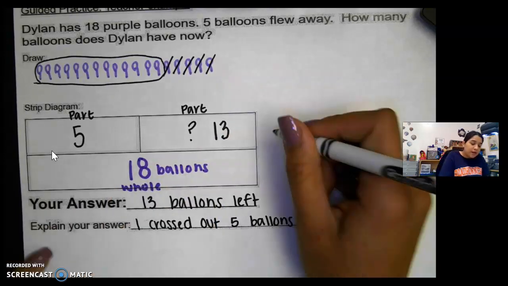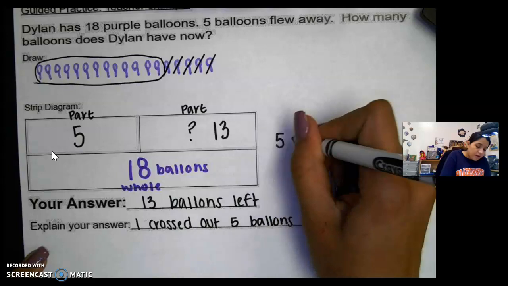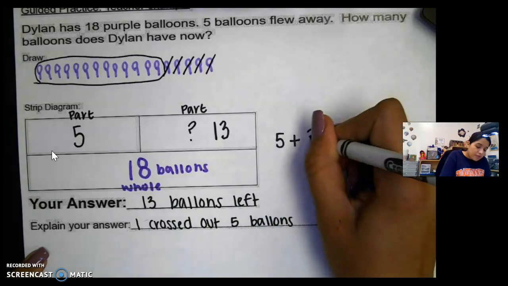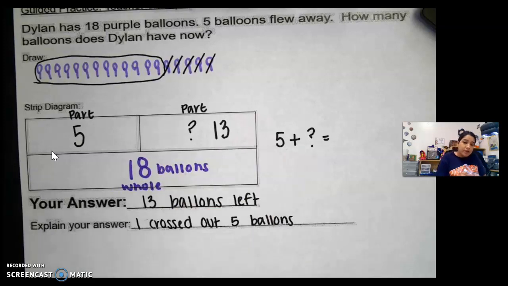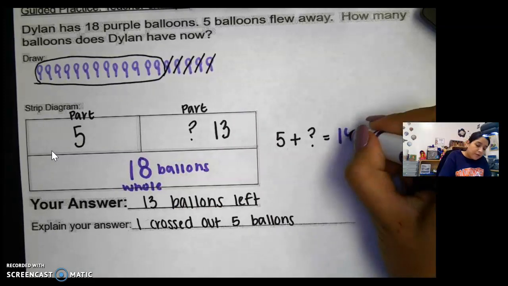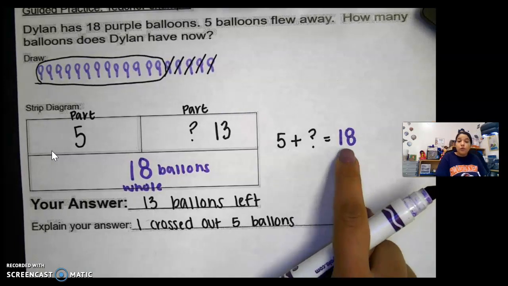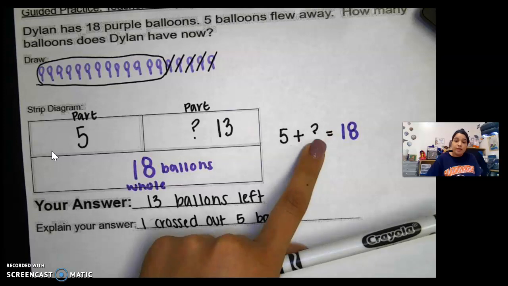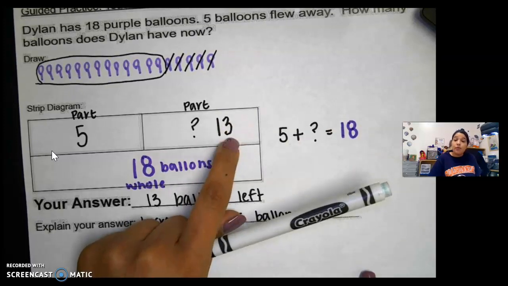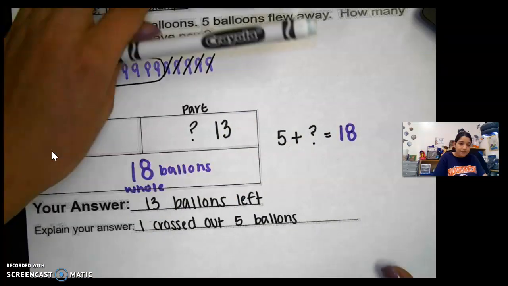So we had 5, and we didn't know our missing number. We didn't know how much he had left, but we do know that he had 18 balloons in total. So this was our missing number. We found out that our missing number was 13.